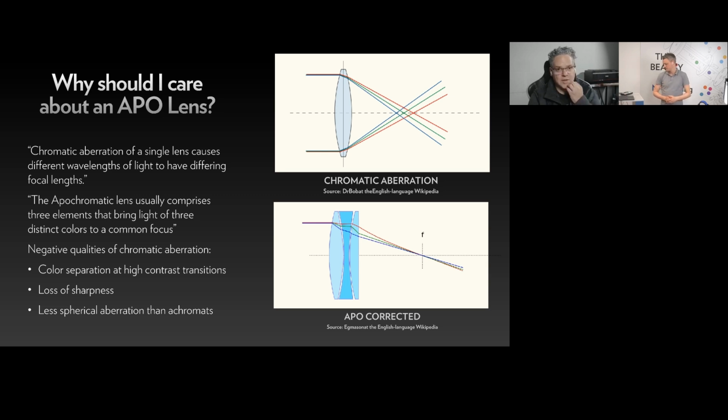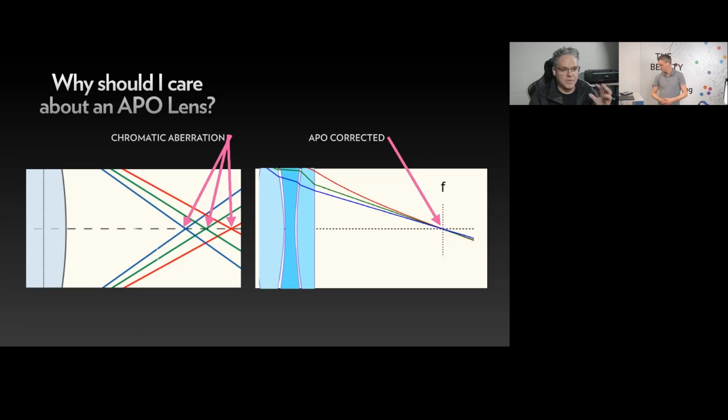So where does chromatic aberration happen? Usually at areas of high contrast, where sharp transitions from light to dark, you'll start to see the colors start to fringe or separate there. You'll also see a loss of sharpness and some spherical aberration happening there. So this is just a closer look. On the left-hand side, you'll see the red, green, and blue separating, and they're different planes of focus. And on the right-hand frame, they've all been corrected to hit the same plane of focus.